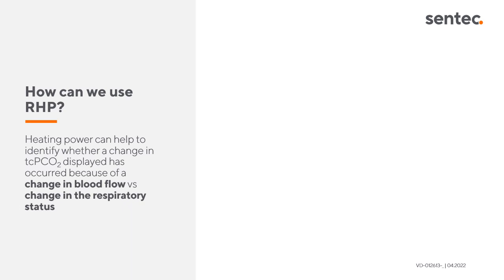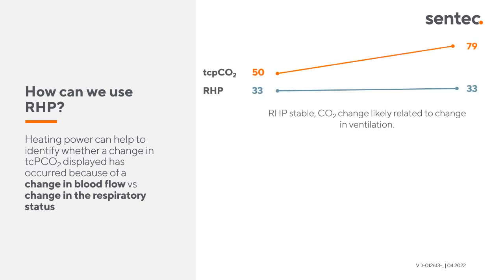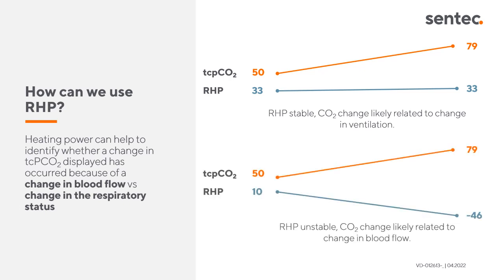How can we use RHP? Heating power can help clinicians identify whether a change in transcutaneous CO2 has occurred because of a change in blood flow or because of a change in the respiratory status. For example, if the RHP is stable but there is a large change in CO2, this change is likely reflective of a change in the patient's ventilation. If the RHP is unstable and there is a large change in the CO2, this change may be related to a change in perfusion at the measurement site.